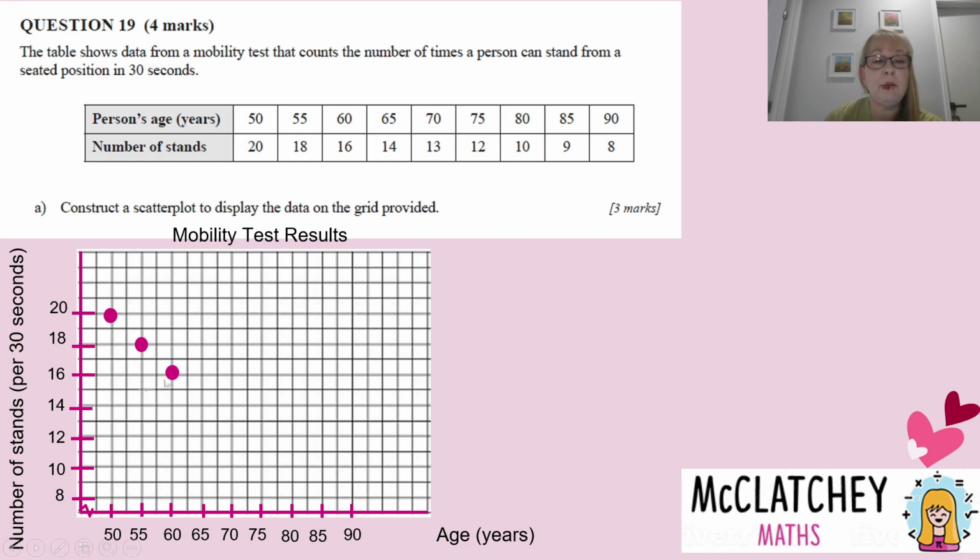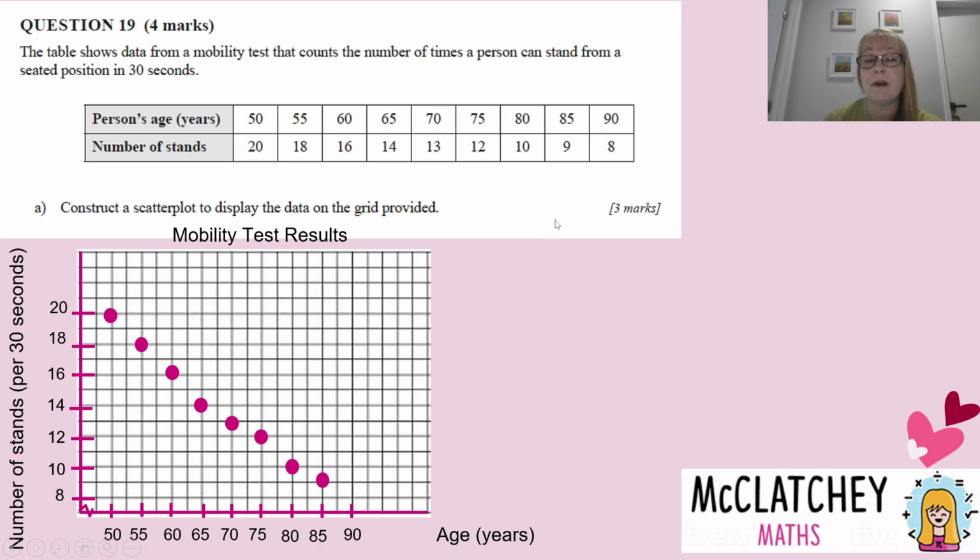60-16. Now I need to be really careful that I'm putting these exactly in the right spots, not off away from where the little lines cross over. I need to make sure that I've graphed them perfectly because I'm going to be marked on that later on. So now I've put in the next point, the 5th point, 6th point, 7th point, and the final point here. Okay, so I've constructed my scatter plot.